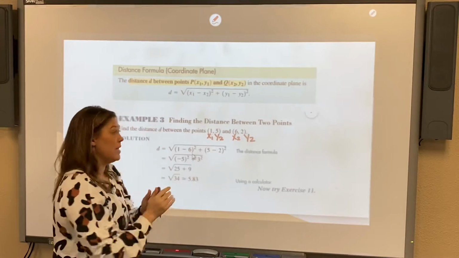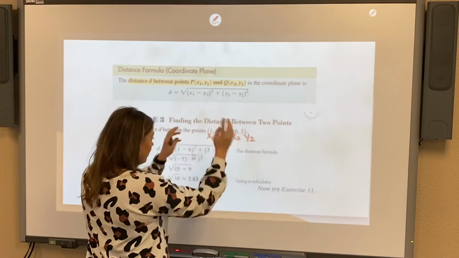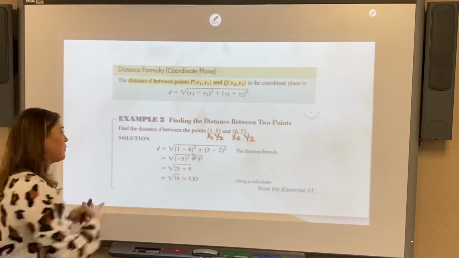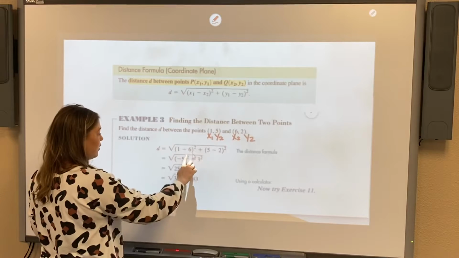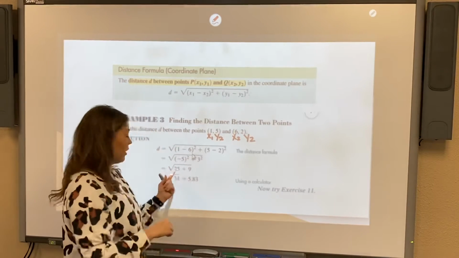Okay, be careful on this. If you do 1 minus 6, you have to do 5 minus 2. Okay, so make sure you just kind of watch that. So 1 minus 6 is negative 5. Negative 5 squared is positive 25. You will always get a positive number out here, okay?